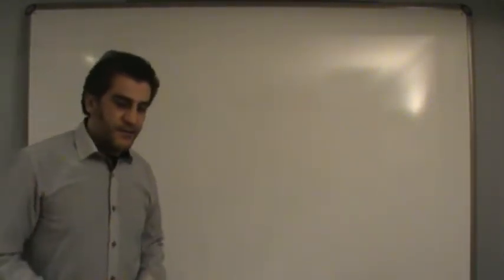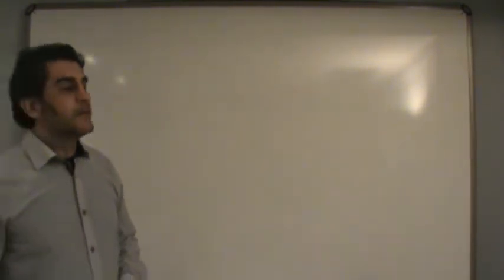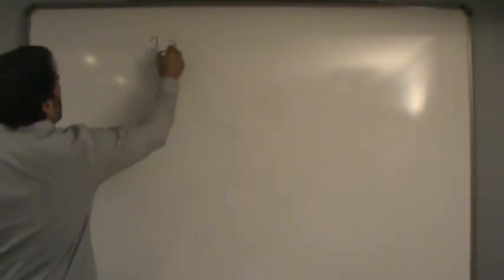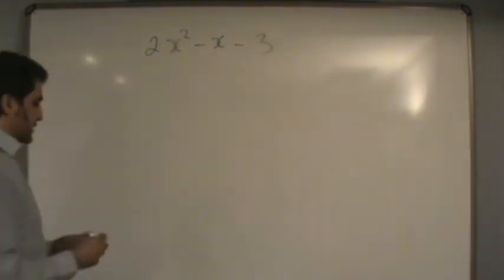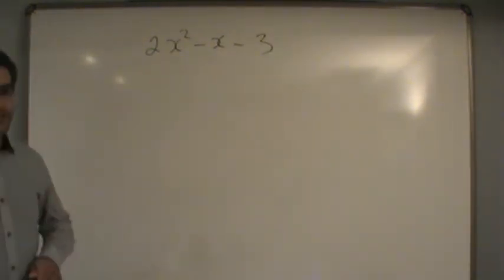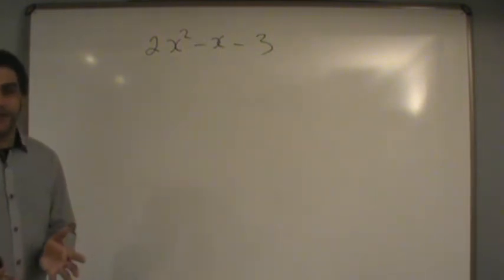Hi, in this lesson we're talking about complex trinomial factoring. Complex trinomial factoring looks like something like this. And why do we call it complex trinomial factoring? Because the coefficient of x squared is no longer positive 1. It's anything but positive 1.